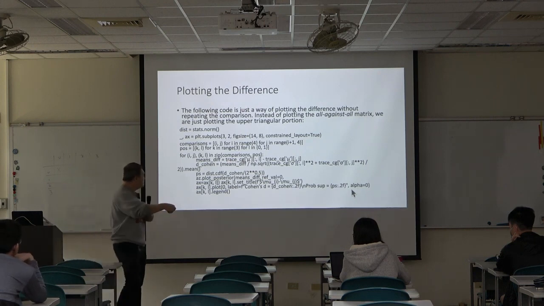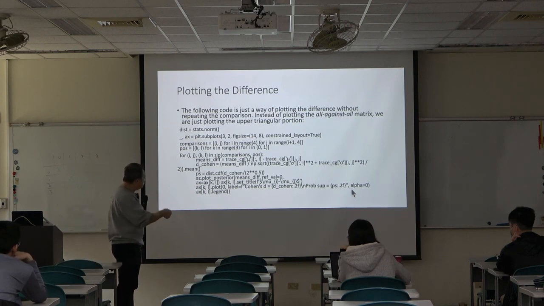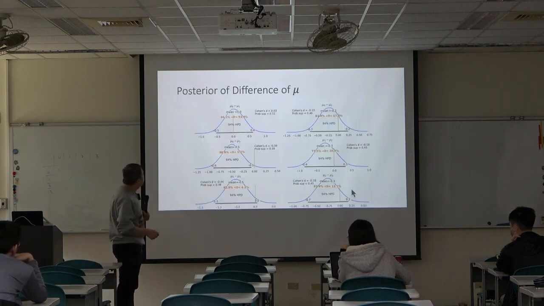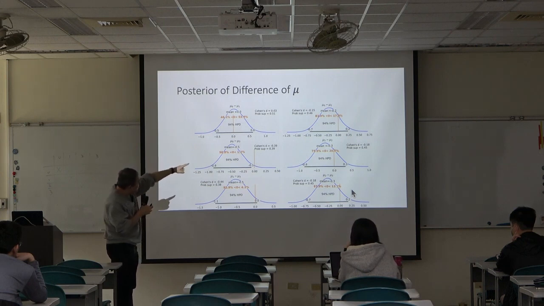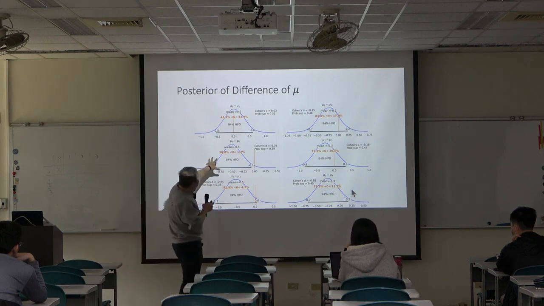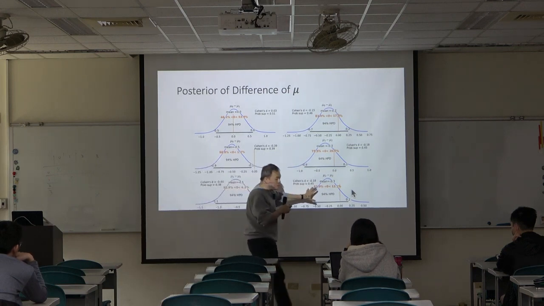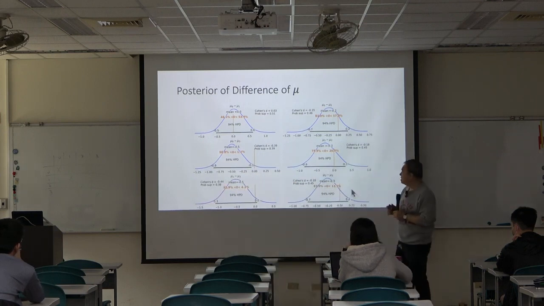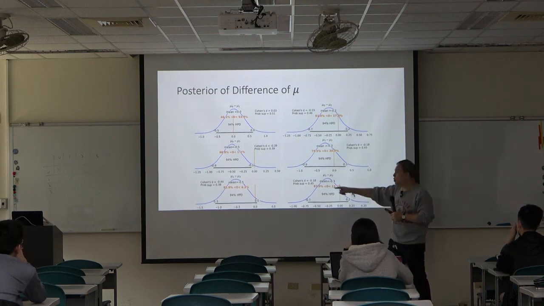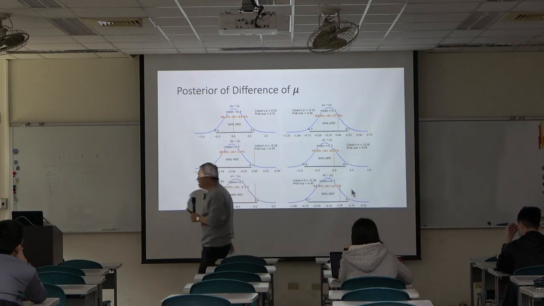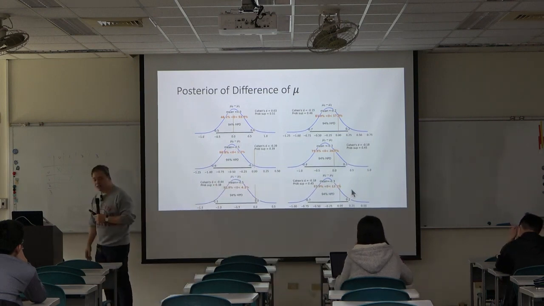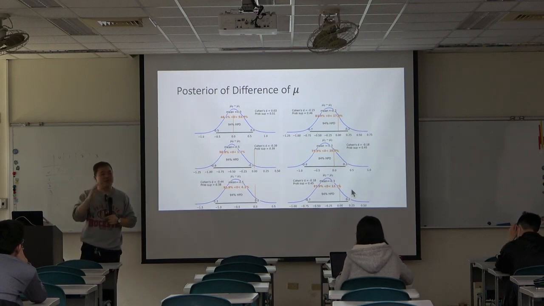This piece of code just does this. I will not go into the detail line by line, but the result is something like this. The first one is mu0 minus mu1. The second is mu0 minus mu2. The third is mu0 minus mu3. Then mu1 minus mu2, mu1 minus mu3, and then mu2 minus mu3. So we have 6. That's good enough, because originally we have 16. Getting rid of the diagonal, we have 12, and we only need half of them, so we have 6.